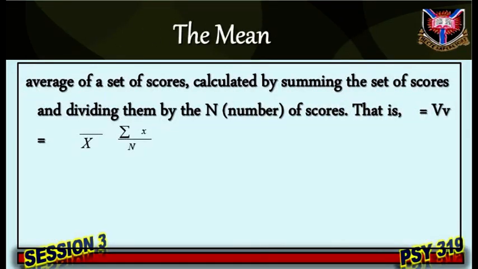The mean. The mean is the arithmetic mean or average of a set of scores. It is calculated by summing the set of scores and dividing them by the n number of scores. That is, x bar is equal to summation x over n, where x bar is the mean, summation is the summation sign, x is equal to the score, and n is the number of scores.